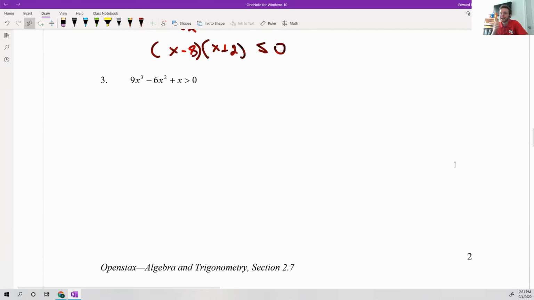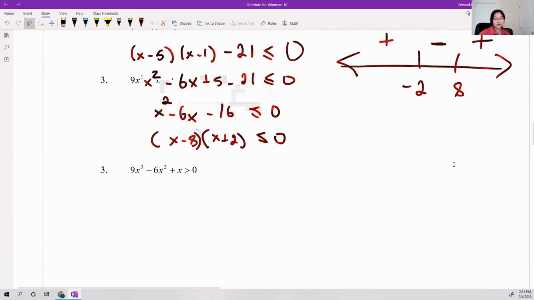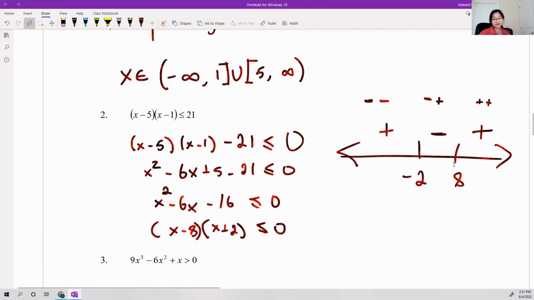All right, we've got 9x cubed minus 6x squared plus x is greater than 0. Oh wait, we didn't finish this problem. Let's get the answer real quick. Yes, interval notation. All right? We want to know when it's negative.